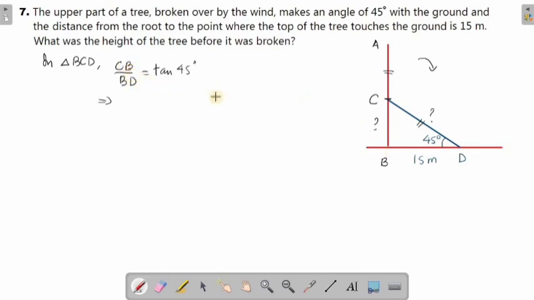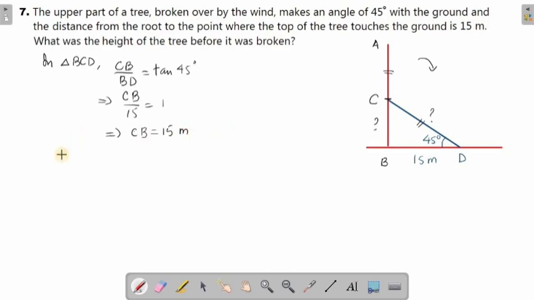Okay, so CB, do we know? No, so let's write CB as CB itself. BD is 15, and all of you know tan 45 is 1. So from here you get CB equals 15. 15 into 1 is 15, isn't it? So you get CB equals exactly 15 meter. So this is also 15 meter. Now you need to find how much is this.